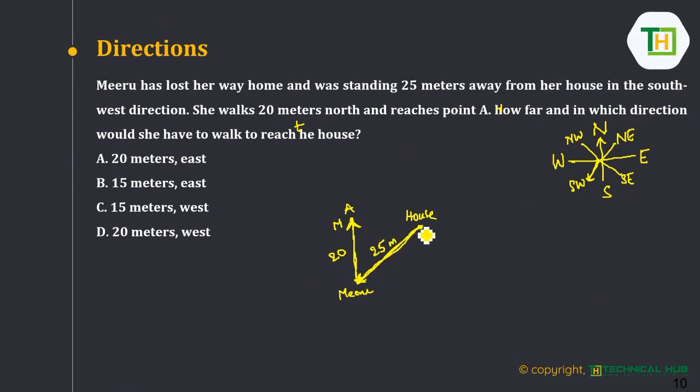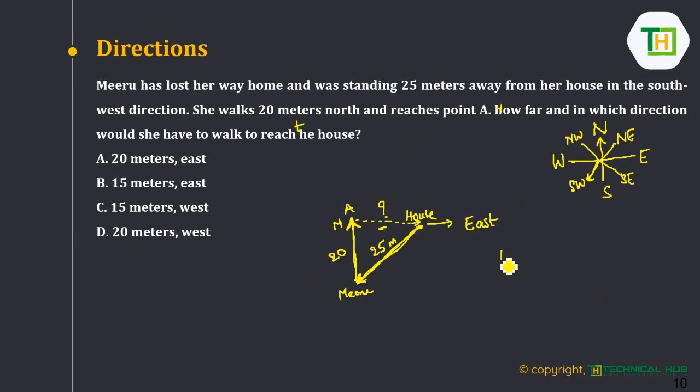I know this is the house and she is here now, so she has to walk in this direction. Which direction is this? East. So she has to walk towards east to reach the house. And how much distance does she have to walk? That I have to find. If you observe this, it seems like a right angle triangle, so I have to find the side.